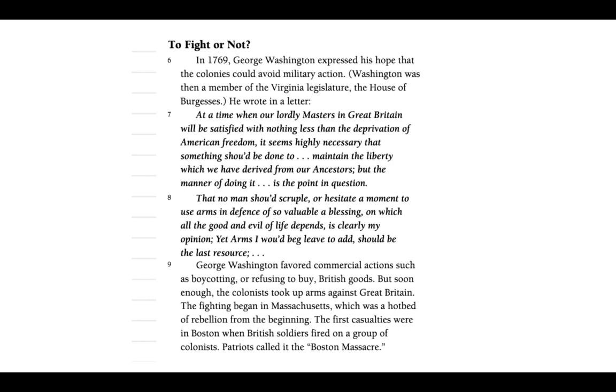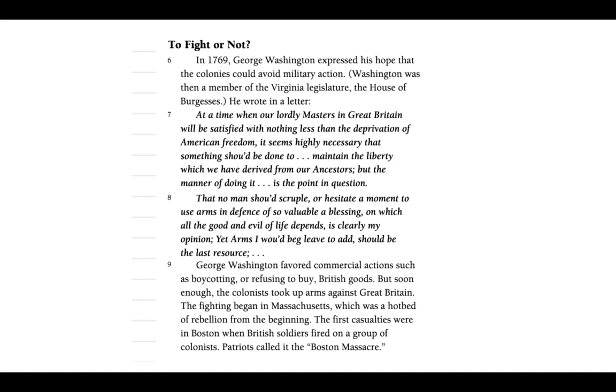In 1769, George Washington expressed his hope that the colonies could avoid military action. Washington was then a member of the Virginia legislature, the House of Burgesses. He wrote in a letter, "At a time when our lordly masters in Great Britain will be satisfied with nothing less than the deprivation of American freedom, it seems highly necessary that something should be done to maintain the liberty which we have derived from our ancestors, but the manner of doing it is the point in question. That no man should scruple or hesitate a moment to use arms in defense of so valuable a blessing on which all the good and evil of life depends, is clearly my opinion. Yet arms, I would beg leave to add, should be the last resource."